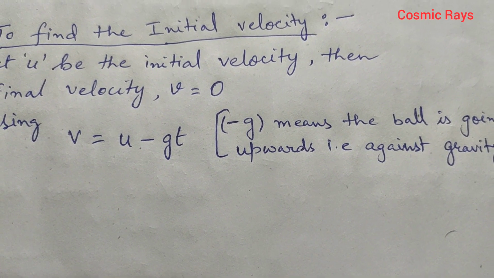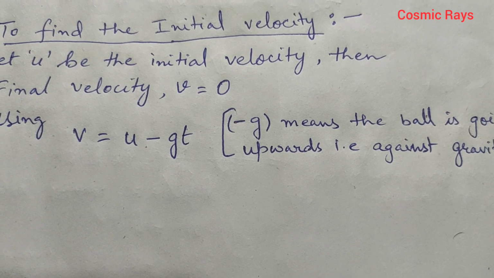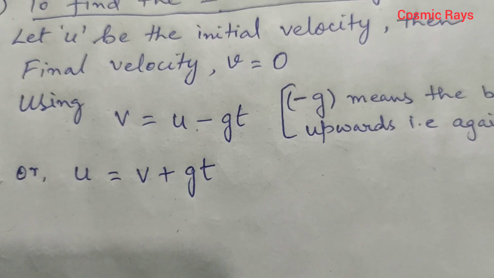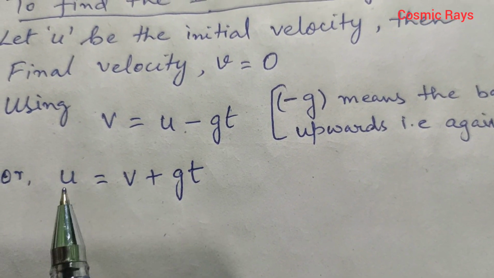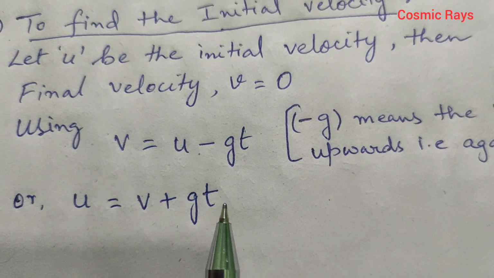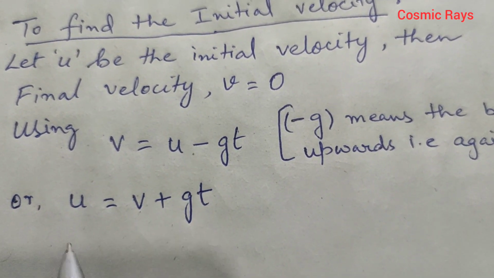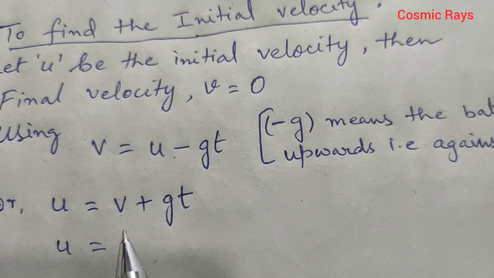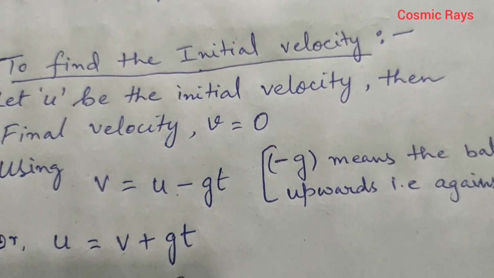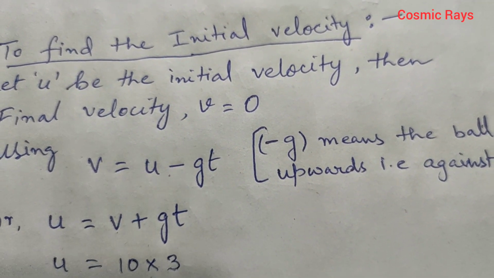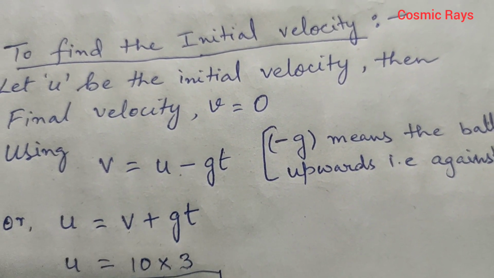So we have to calculate the initial velocity u. So we construct the equation in terms of u. Taking everything on the other side, we have u equal to v plus gt. Now as the final velocity v is 0, we have u equal to gt. g is 10, time is 3 seconds. So u, or the initial velocity, is 30 meter per second, which is the answer.